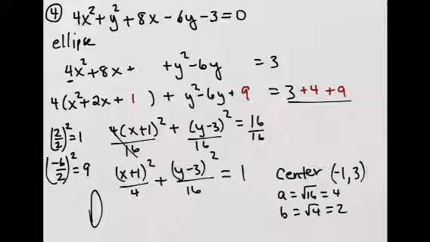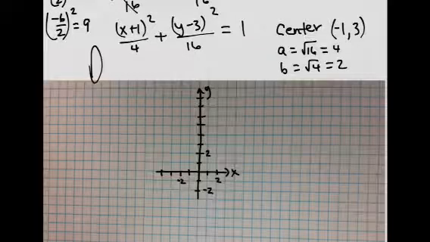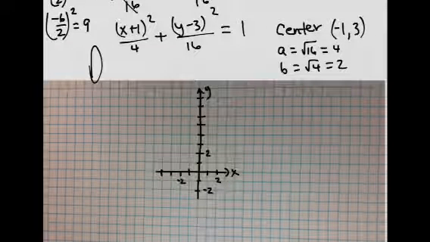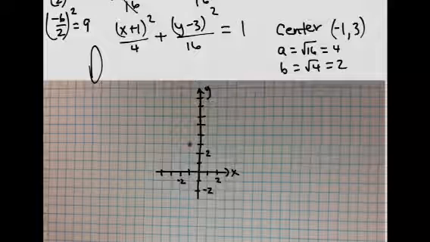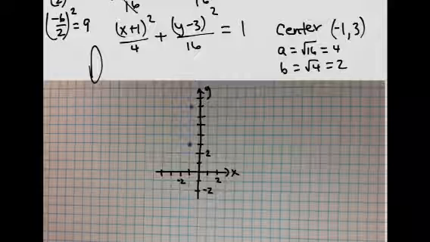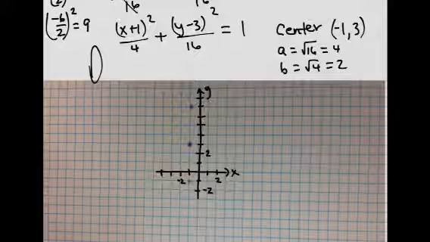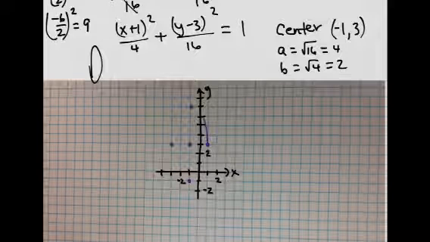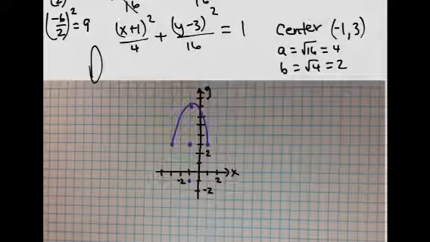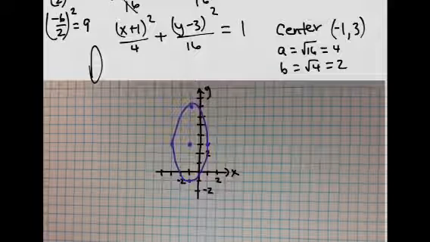And then we plot that. So here we have negative 1, 3. That would be the center. The a value is 4, so we're going to go 4 up. So that would give us 7. And then 4 down from the center. That would give us negative 1. And then sideways from the center is 2 units. So here's 2 units and 2 units. So use that to graph your ellipse. Okay, and there you have it.